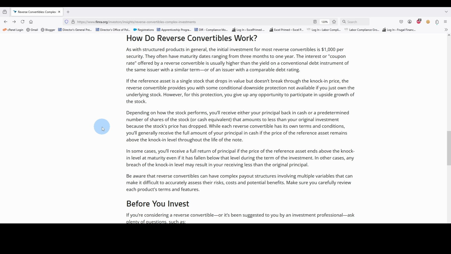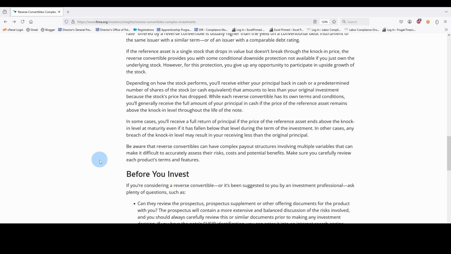In some cases, you'll receive a full return of principal if the price of the reference asset ends above the knock-in level at maturity, even if it has fallen below that level during the term of the investment. In other cases, any breach of the knock-in level may result in you receiving less than the original principal. Be aware that reverse convertibles can have complex payout structures involving multiple variables that can make it difficult to accurately assess the risks, the cost, and potential benefits. Make sure you carefully review each product's terms and features.